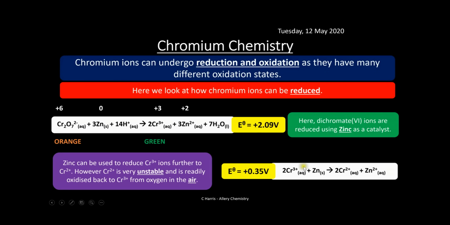And here's the overall reaction. So Cr3+ going to Cr2+. Obviously, your zinc. So here we go. So it's gone from +3 to +2. So we're going from green to blue, and our zinc has gone from 0 to +2. So the zinc is being oxidized because the oxidation number is increasing, and your chromium is being reduced because it's gone from +3 to +2. So that's decreasing.